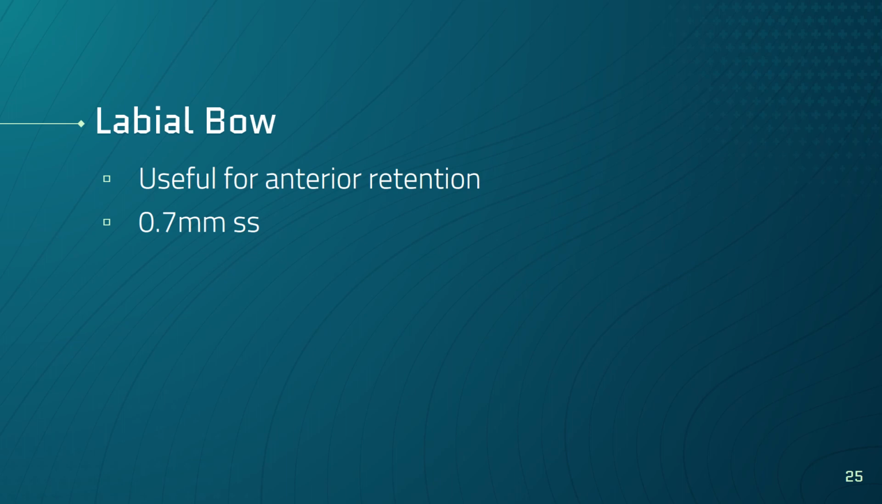Okay, let's look at the next group. The labial bow can also be useful for anterior retention, though it's commonly used more as an active component. It's also made from 0.7 millimeter stainless steel wire.